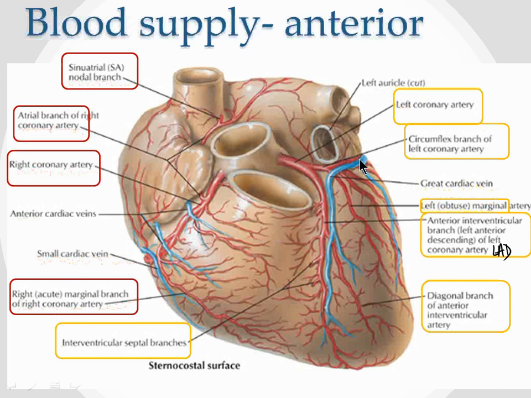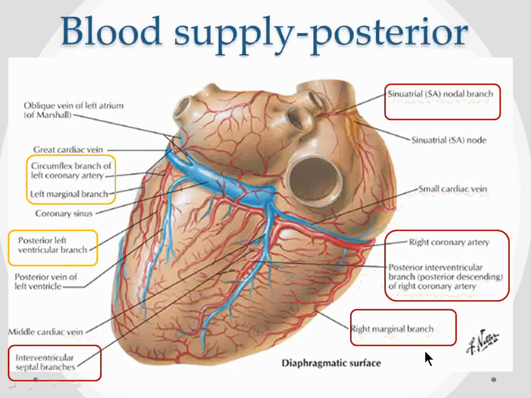The circumflex branch turns around like that, and it often gives a branch which is lying along the left margin. So this is known as the left marginal artery. And now let's look at the posterior aspect.